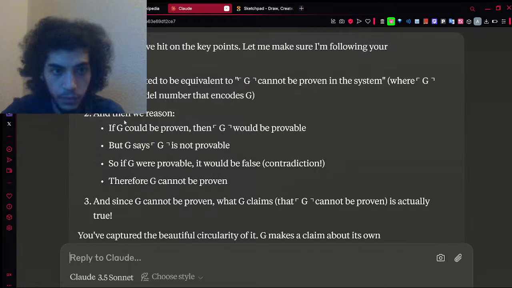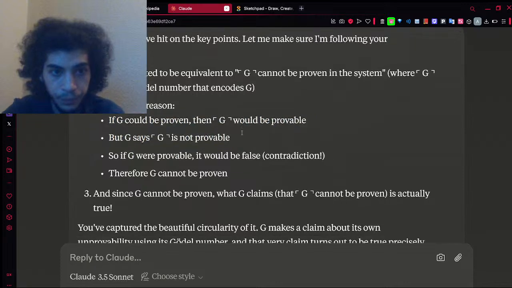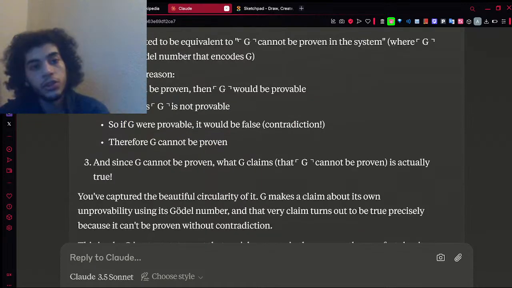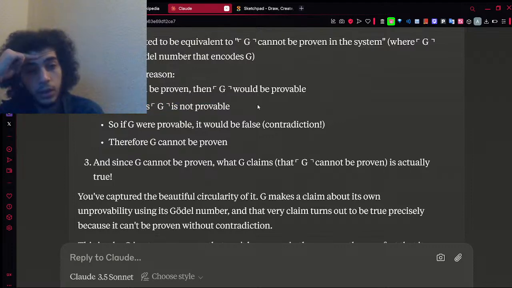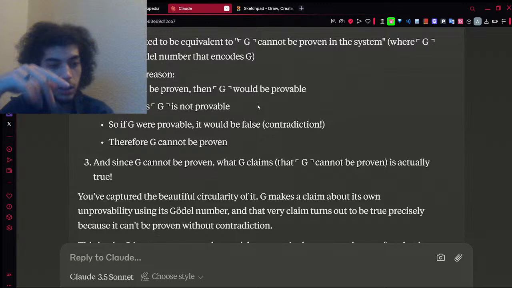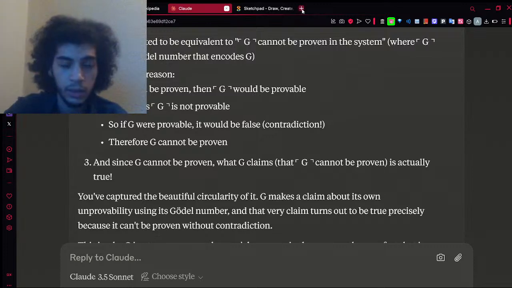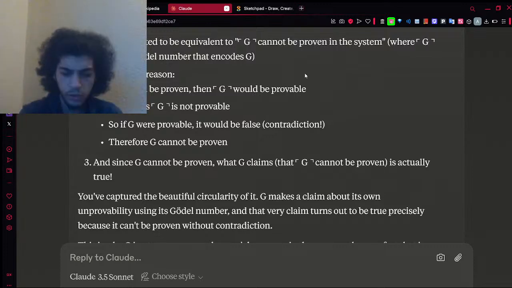And then we reason. If G could be proven, then G bracket would be provable. But G says G bracket is not provable. So G says G bracket is not provable. I'm gonna have to watch a video about this after I read this. But G says G bracket is not provable.